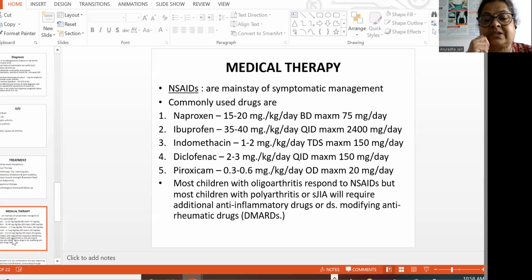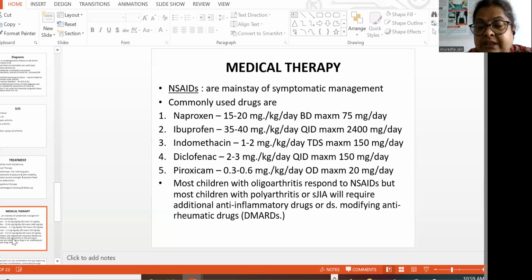Commonly used drugs are naproxen, 10 to 20 milligram per kg per day, BD, maximum 750 milligram per day. Second is ibuprofen, 30 to 40 milligram per kg per day, and maximum is 2400 milligram per day. Third is indomethacin in the dose of 1 to 2 milligram per kg per day, TDS, maximum 150 milligram per day. Then next is diclofenac, 2 to 3 milligram per kg per day, QID, maximum 150 milligram per day. And last is piroxicam, 0.3 to 0.6 milligram per kg per day, OD, maximum 20 milligram per day.